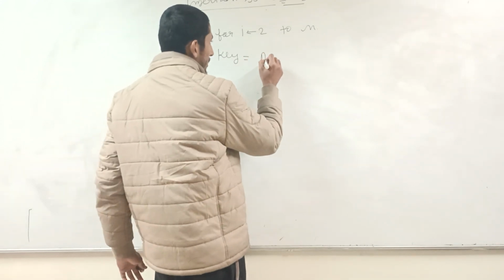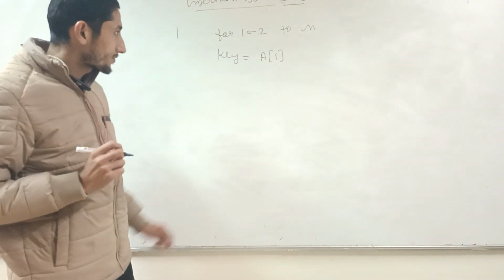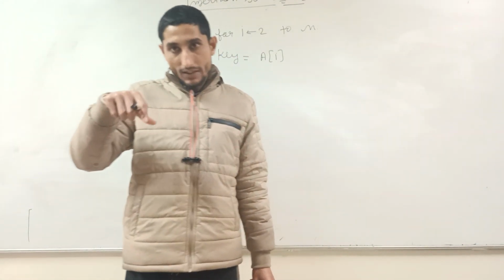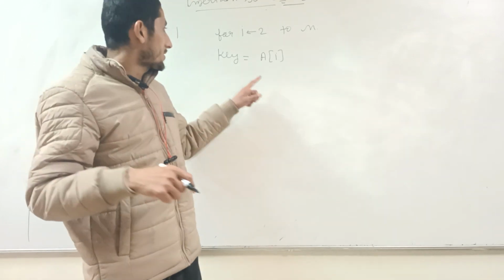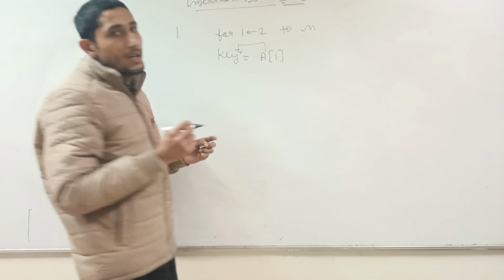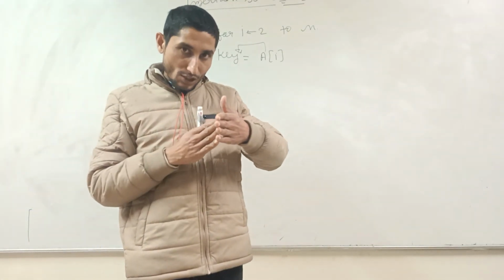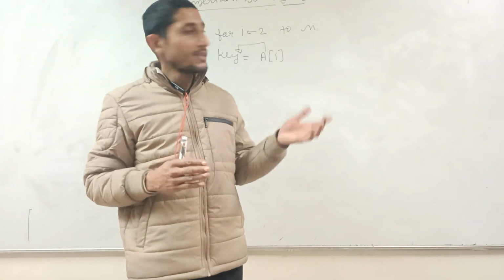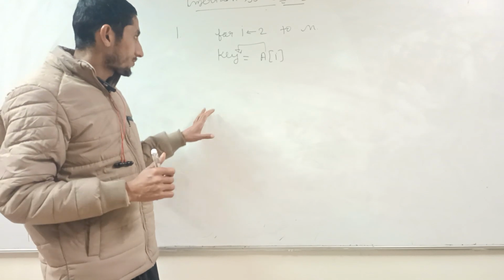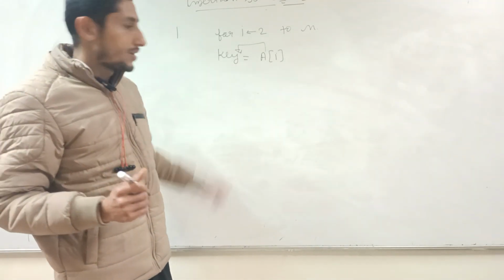Key equals A of i. What is the meaning of this? I am going to take a temporary variable and save the content of A[i] into key. Why am I going to save it? Because later on, the moment elements shift to the right side, this element would be lost. We will see it later, but that is a temporary variable. The name is key.